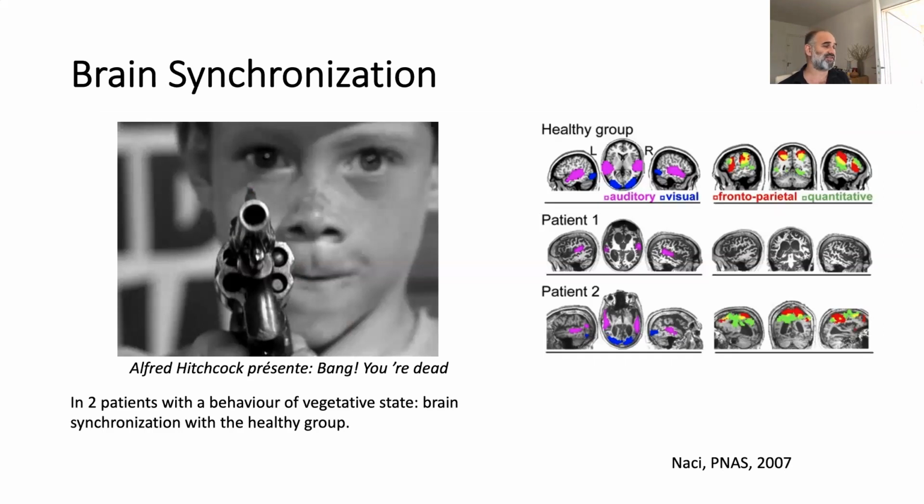Here they show that this is coming from the group of Adrian Owen. Here they show patients a small movie from Hitchcock, and what they show is that the patients, even if they were vegetative, had a synchronization of the brain activity in fMRI that was related to the healthy participants. Those patients, in fact, were having what we call consciousness, but without movement. So it's an association between cognition and motor output.